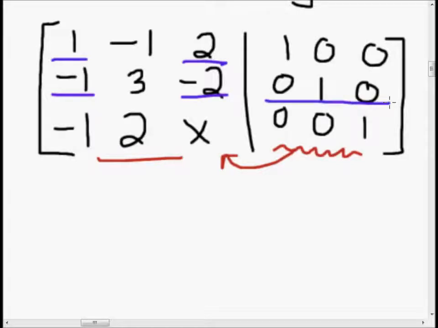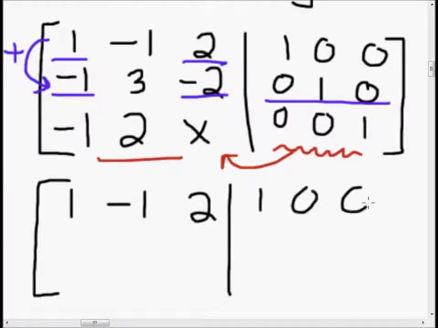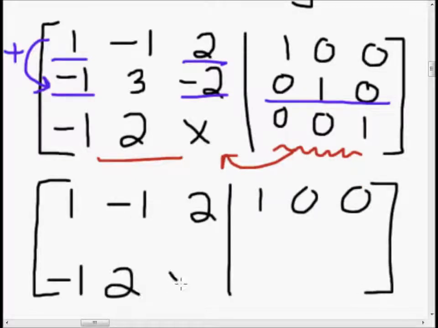So what did I do? I took this row and I added it to that row. This is just how I keep track of what I've done, because if you don't keep track, it's really easy to get confused, and we don't want that. So let's see, we didn't change the top row, right? And what else did we not change? Well, we didn't change the bottom row. Remember, for the most part, you're only changing one row at a time with this.